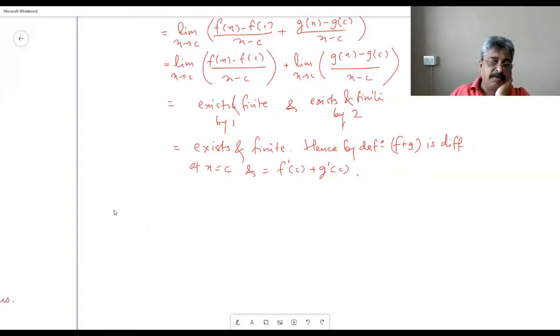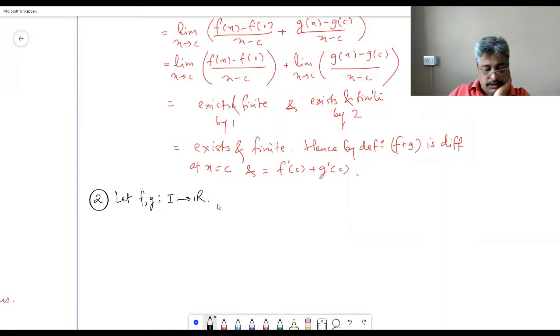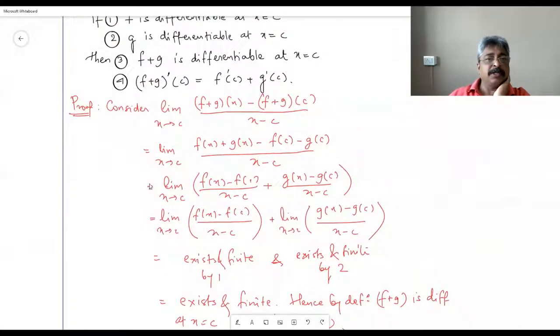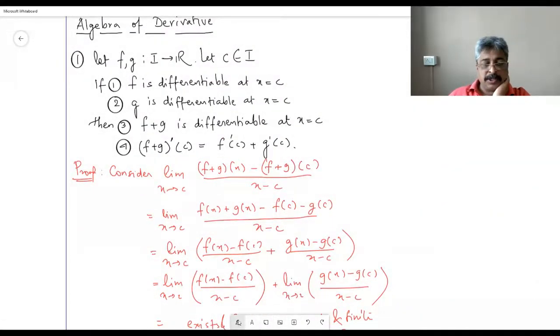Therefore, we are now doing multiplication. The next theorem is: let f comma g be defined from I to R. Let c belong to I. If 1, f is differentiable at c and g is differentiable at c.